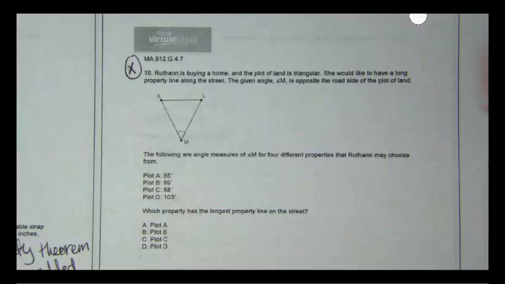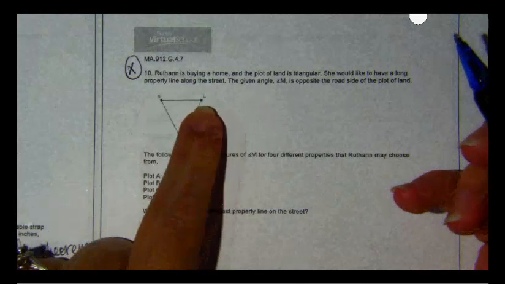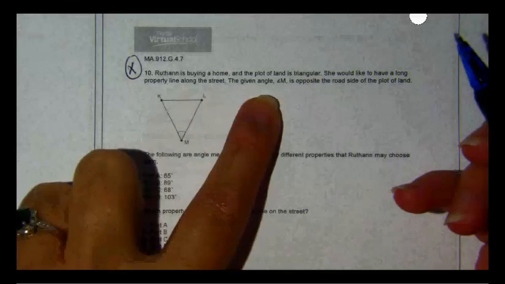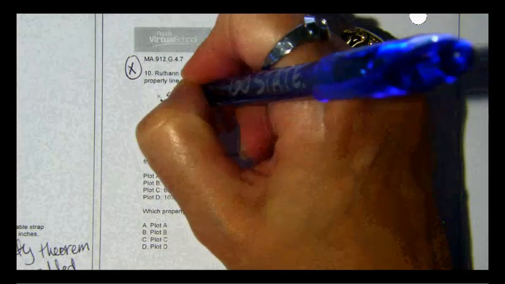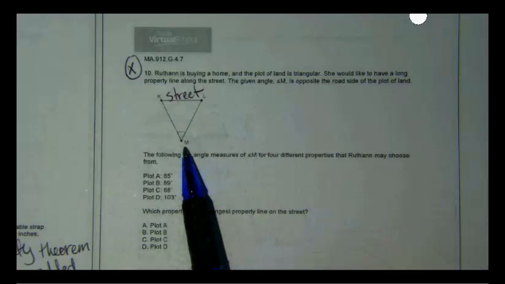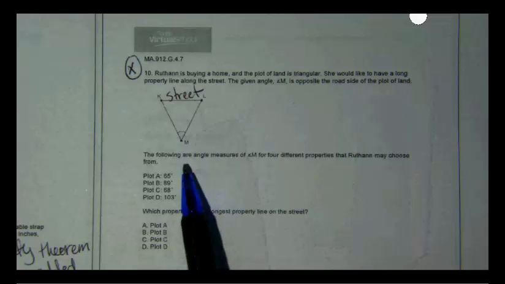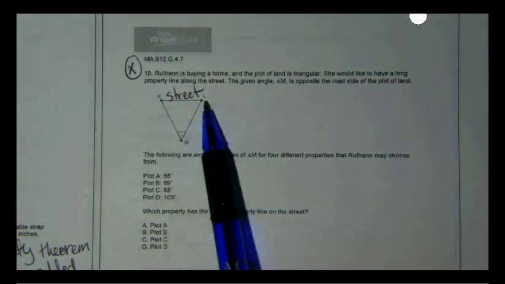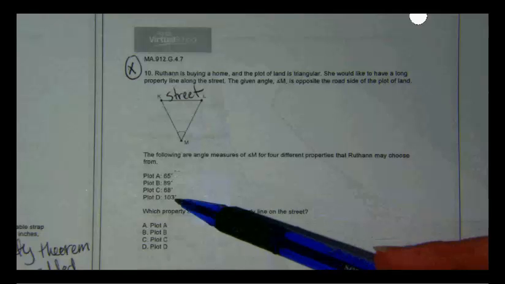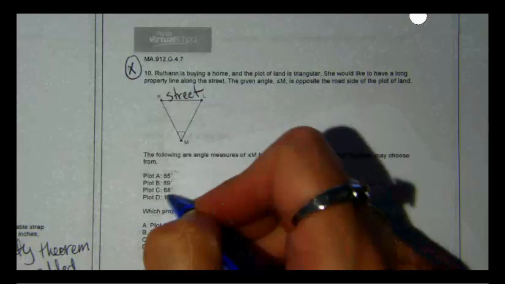Okay, all right, she's trying to buy a home and the plot of land is a triangle. She would like to have a long property line across the street. So this is the street, because angle M is opposite the roadside. And she wants this to be the longest. These are the possible angle measures. Which one is going to give her the longest property line? 103? Yeah, 103.